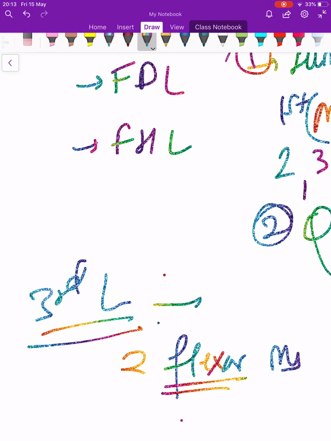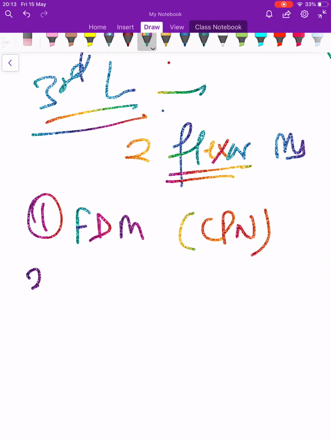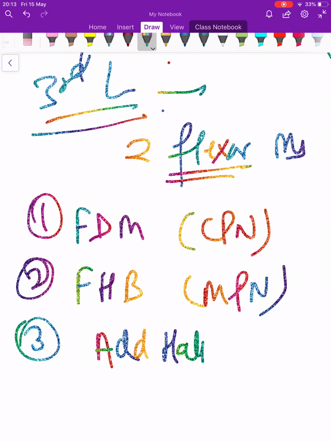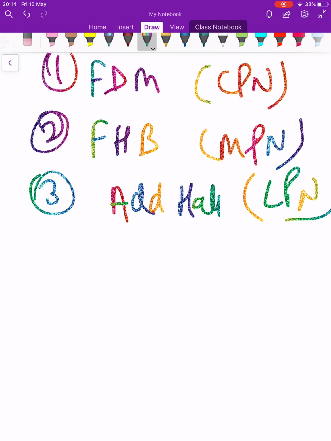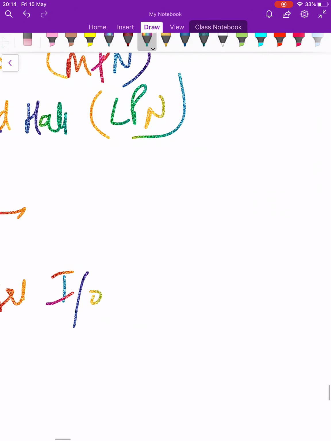Which ones? One is the flexor digiti minimi supplied by the common peroneal nerve. Then the flexor hallucis brevis supplied by the medial peroneal nerve. And the third one is adductor hallucis supplied by the lateral peroneal nerve. Then the fourth layer has the dorsal interossei, which are actually bipinnate.